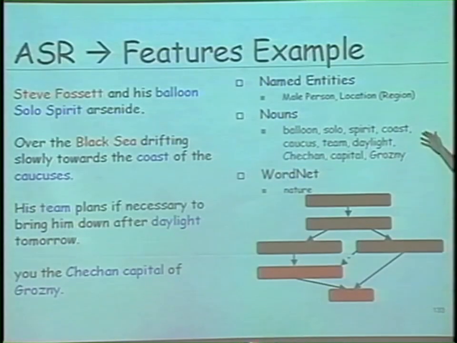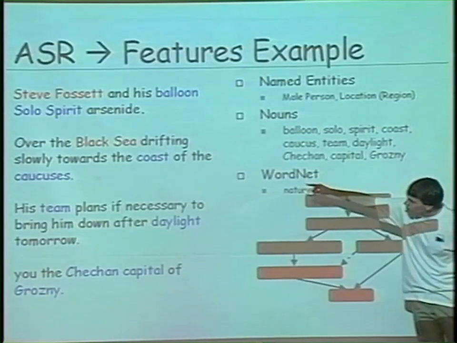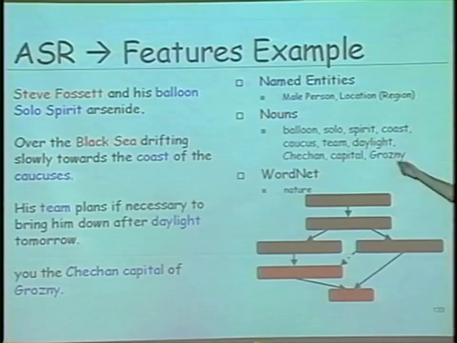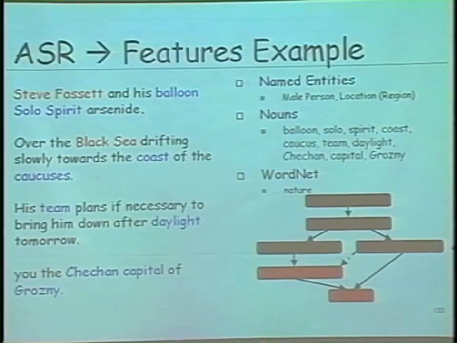So we end up with this list of nouns here, and we find that a number of these words fall under the nature heading, probably daylight, coast, maybe Grozny. So that's our feature set. We turn it into a bunch of binary bit vectors for the machines, but that's what it semantically looks like.